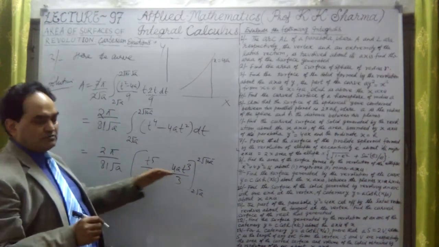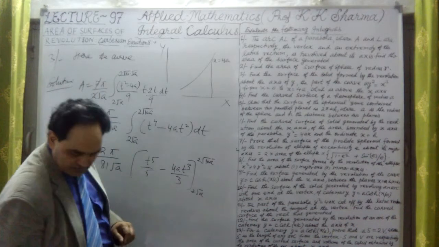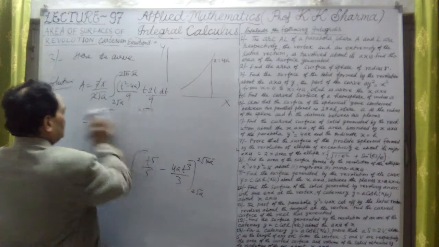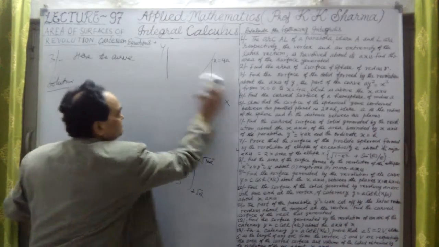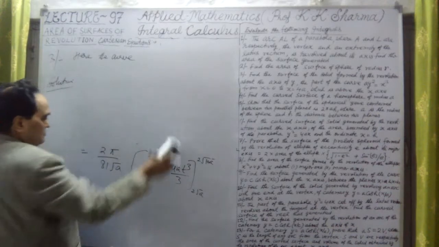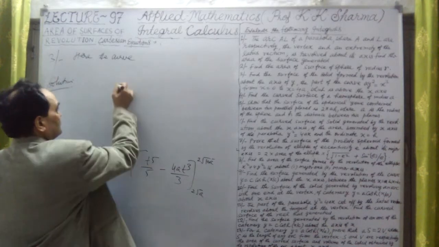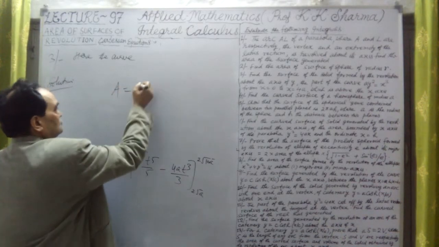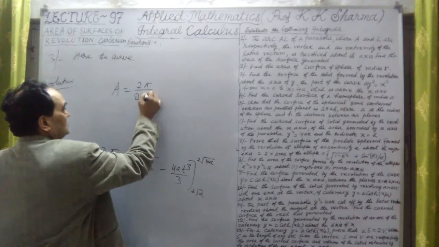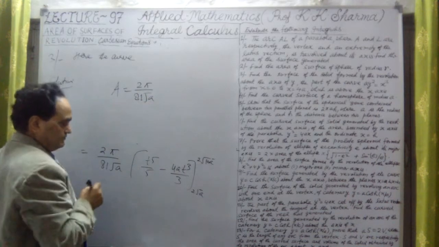Now we will substitute in place of t. That will be the final answer, but let me now finally calculate that. So what is the final answer? The area of the surface of revolution about the y-axis in this case is A equals twice pi upon 81, under root a is already there.